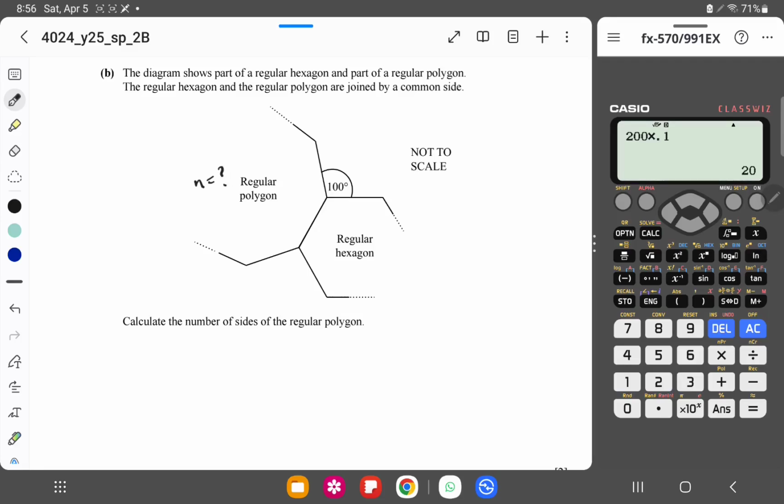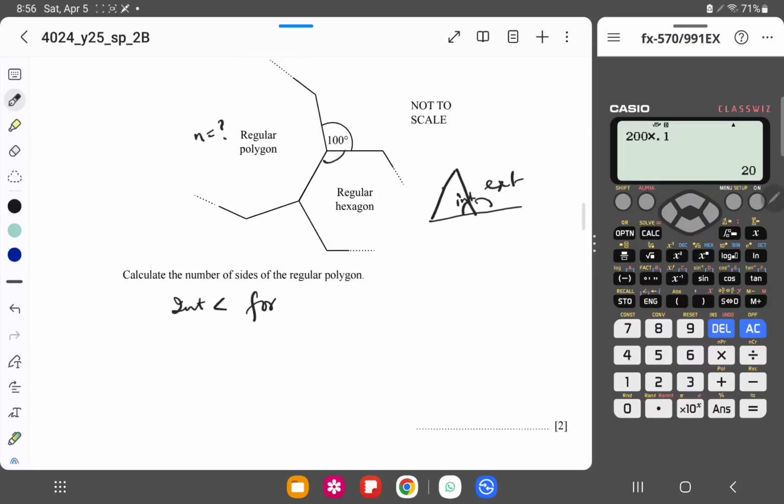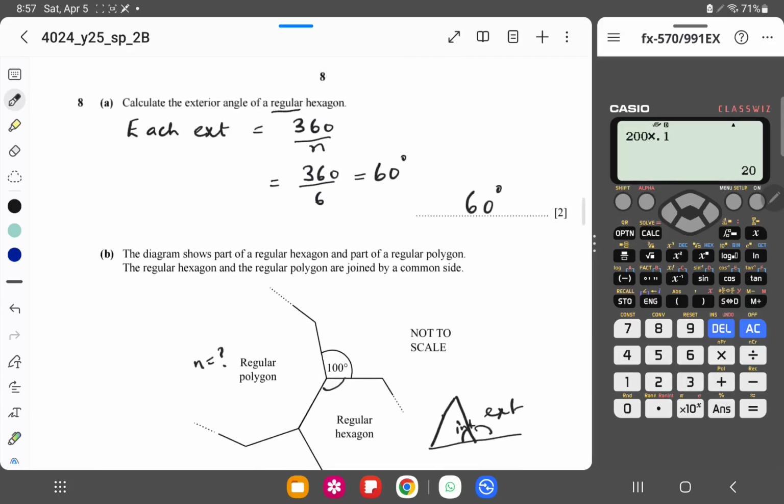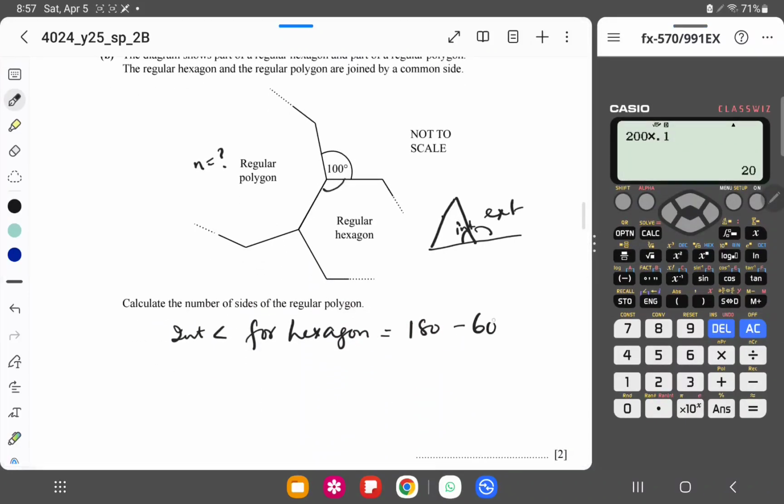We know that for any regular hexagon or any polygon, the exterior and interior angle always make 180 degrees. So for the hexagon, the exterior angle was 60 degrees, so the interior angle for the hexagon is equal to 180 minus 60, which is 120 degrees. It means this is 120 degrees.